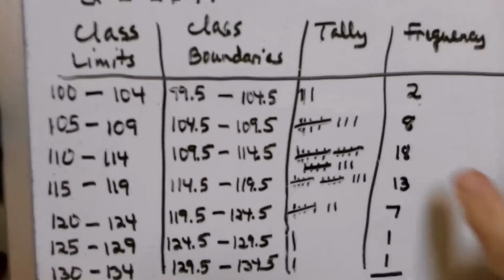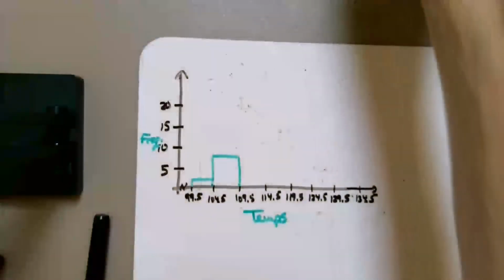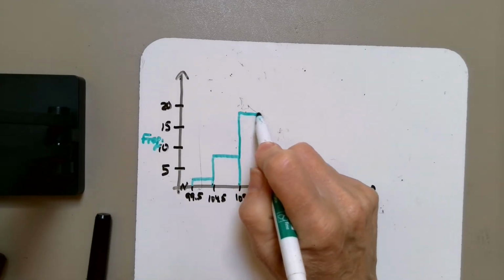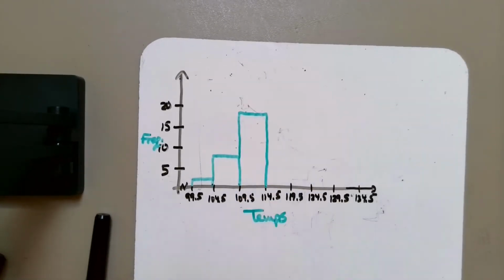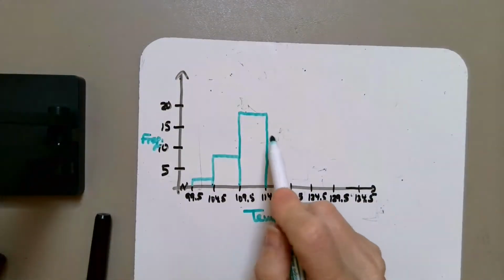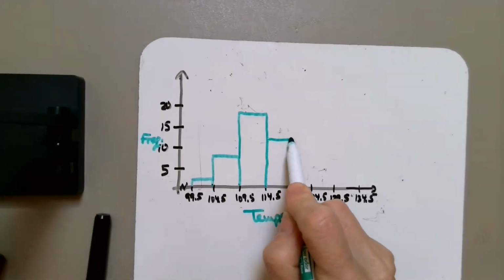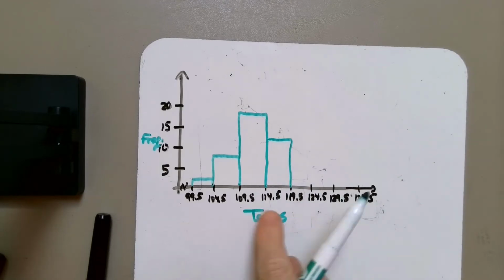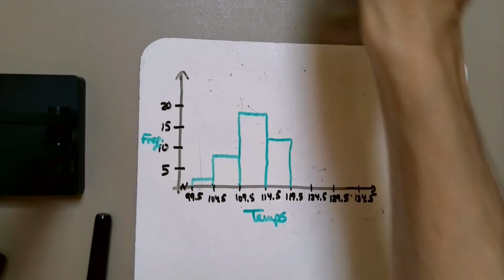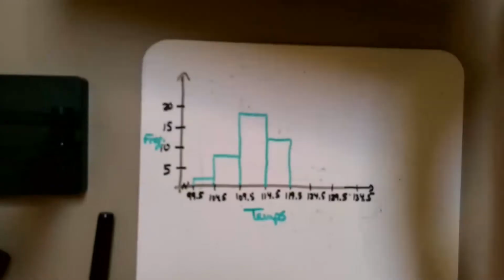The third class from 109.5 to 114.5 had a frequency of 18. So we're going to draw to a height of 18 approximately for that bar. The next class, which goes from 114.5 to 119.5, has a frequency of 13, so that's the height of that bar. Bars again are touching. Notice the class boundaries are on the edges of the bars. And then the next class, which goes from 119.5 to 124.5, had a frequency of 7.